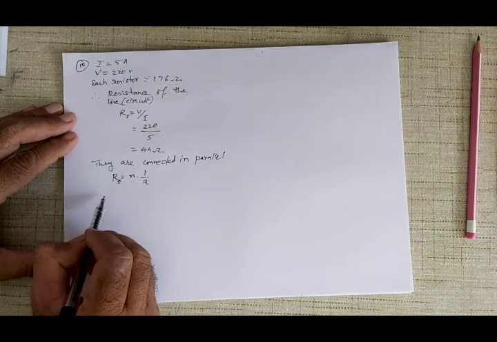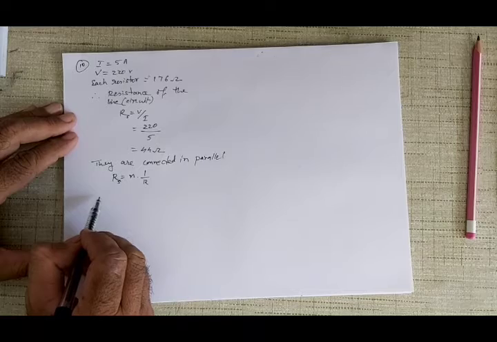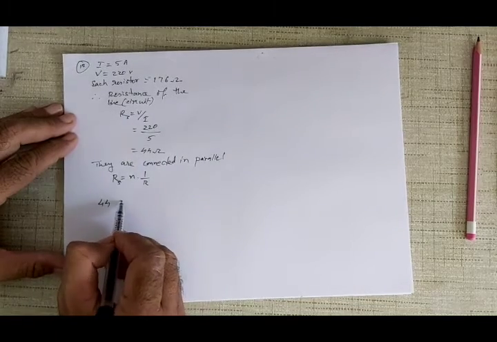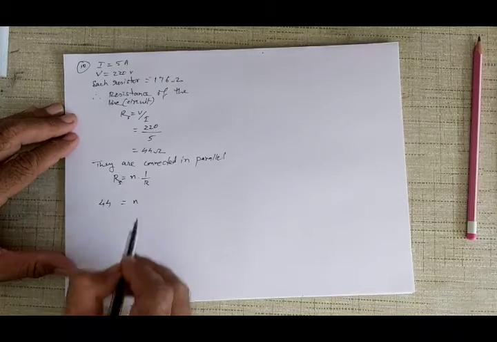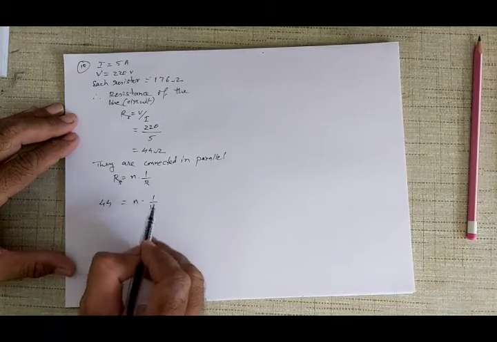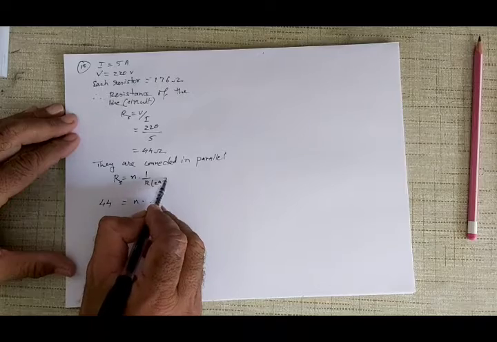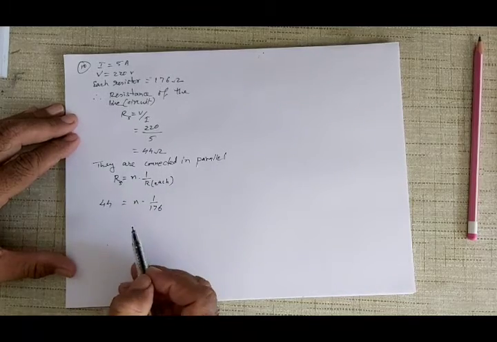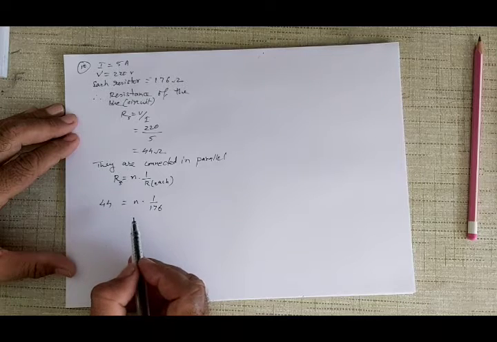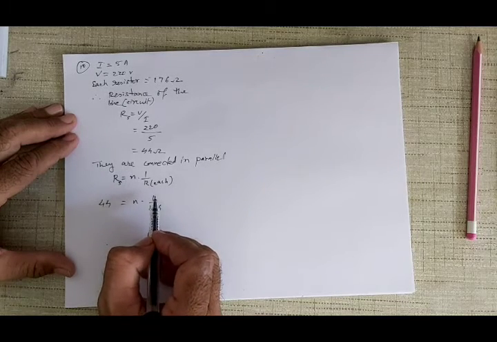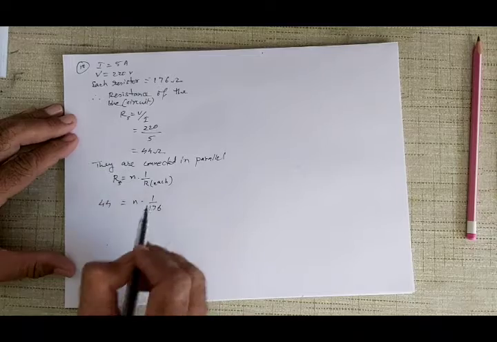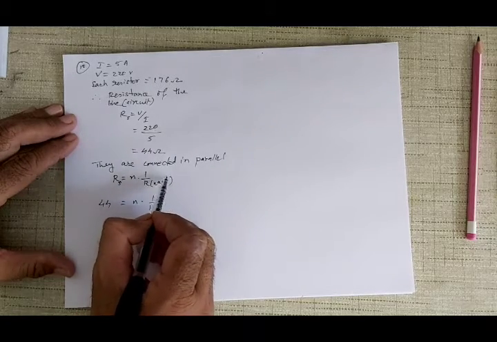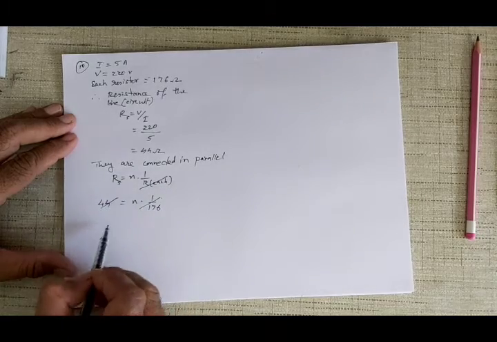Remember, in this case the resistance of the circuit is 44, we have just found that out. N is the number of resistors that are required, and the resistance of each resistor is given as 176. So 176 into N, the number of resistors, will be equal to 176? They are connected in parallel, isn't it? So this would be required to be changed slightly.